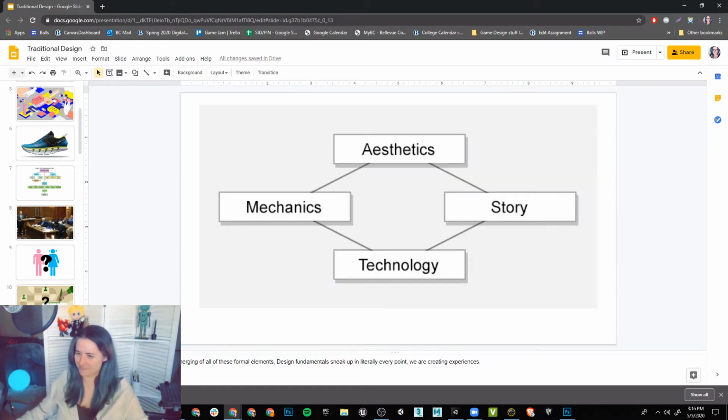Exactly. Okay. So we understand that games are a merging of all formal elements, and design fundamentals sneak up at literally every point that we're creating an experience. From mechanics, aesthetics, story, and technology, the rules of design fall in each of these categories. Design is not a separate thing outside of it, while it is also that. It exists in literally every one of these sects, right?